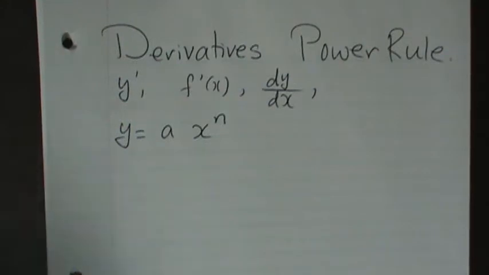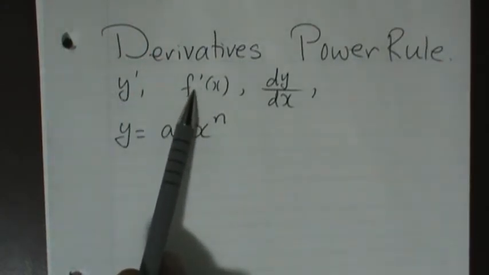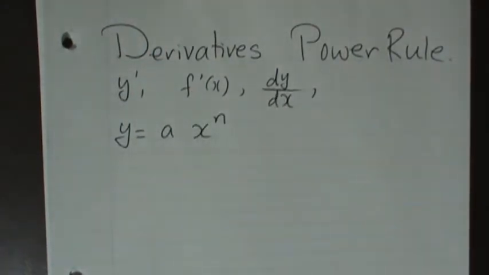Our today's lesson is about derivatives of any relation using power rule. First of all, what is derivative? Derivative is allowing us to find an expression for slope of a tangent or instantaneous rate of change. In this case, y prime, f prime of x, dy by dx is an indication that you're looking for or finding the derivative of y with respect to x.